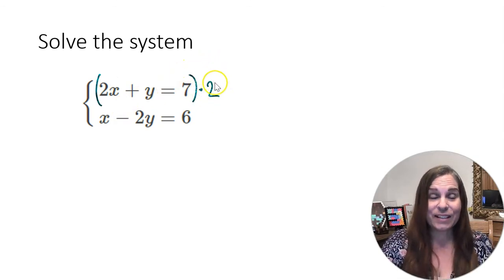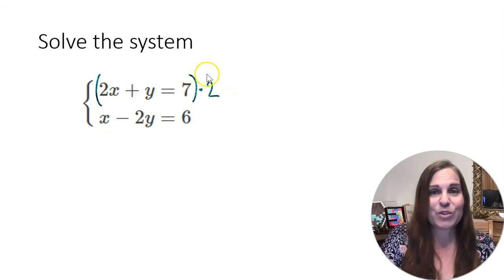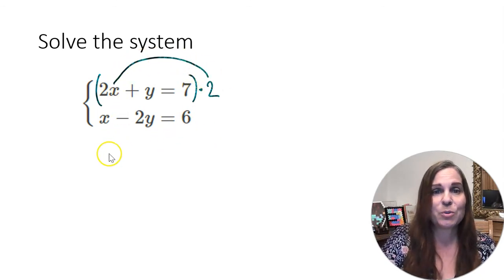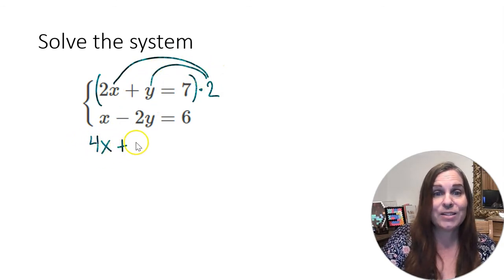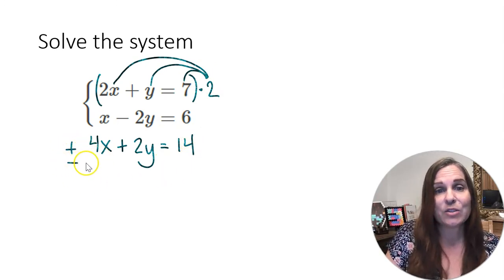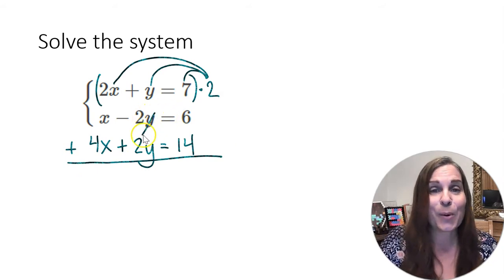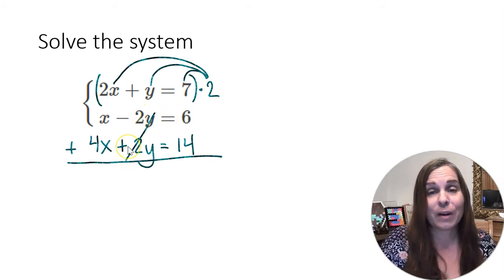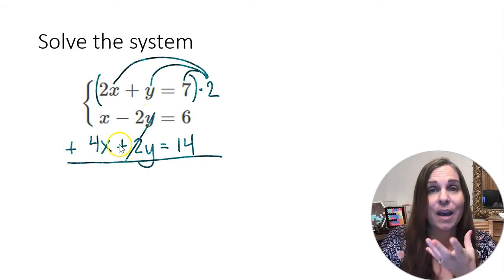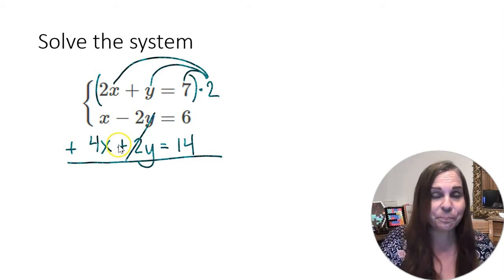So let's see what that looks like. I'll write it underneath here. So 2 times 2x is 4x. 2 times y is 2y. And 2 times 7 is 14. Now when I add these two equations together, as planned, my y terms will cancel, or I will eliminate them because they add together to be 0.